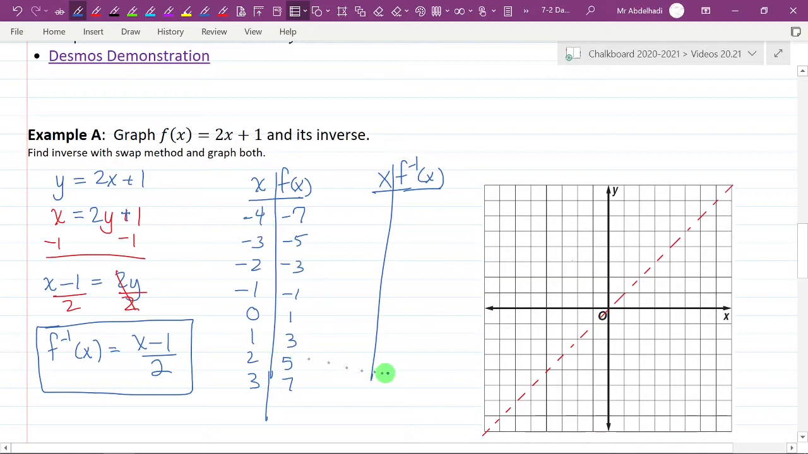Okay, so we have our table here, and we can do our graph here. So -4, comma -7. That's -1, 2, 3, 4. -7 is down here.